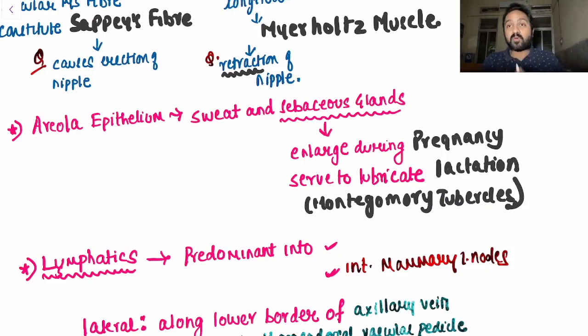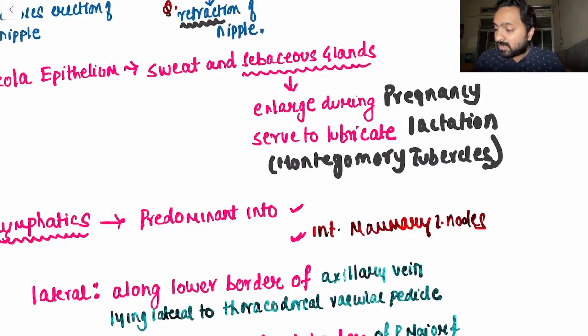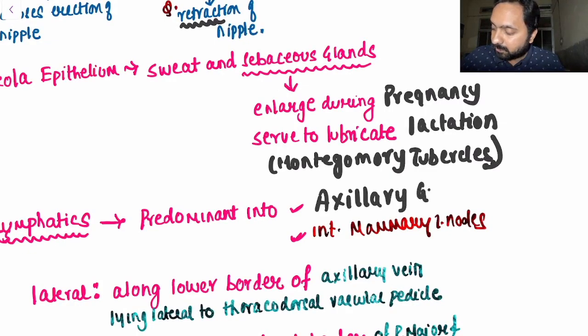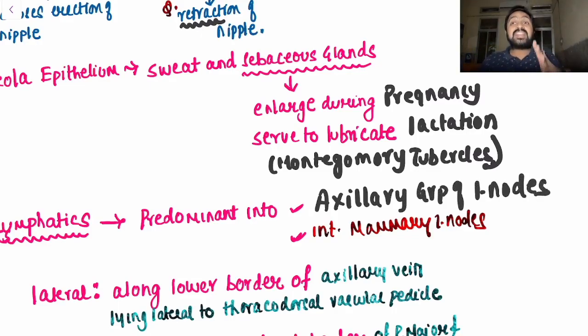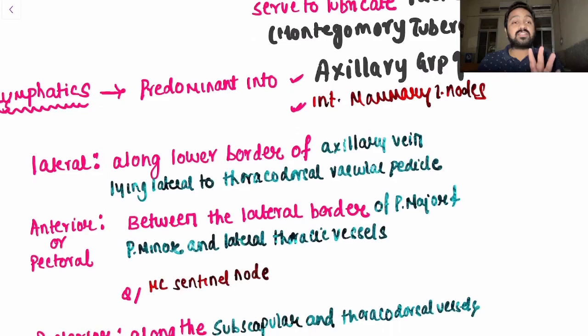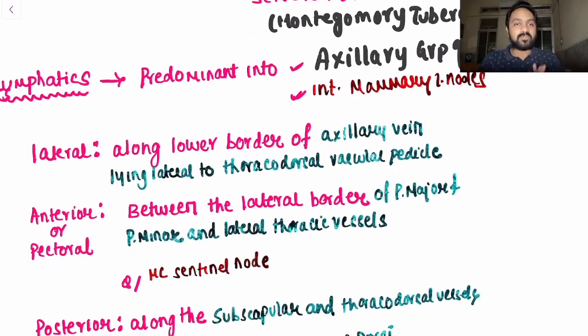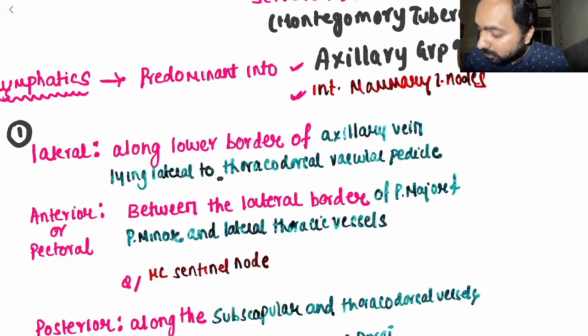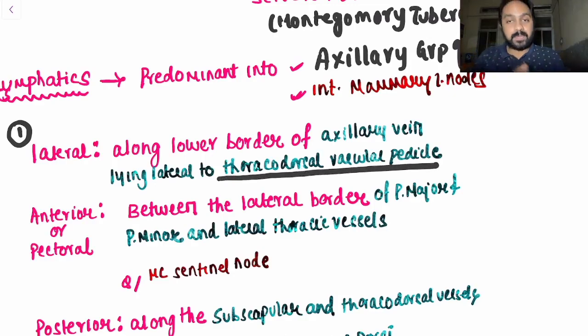Now the most important part in your anatomy of the breast is with respect to your lymphatics. So the predominant drainage is into your axillary group of lymph nodes. So first let's know what are the various levels or the various groups of axillary lymph nodes. First we discuss your lateral group. So what is your lateral group? Now the lateral group lies along the lower border of your axillary vein, lateral to the thoracodorsal vascular pedicle.